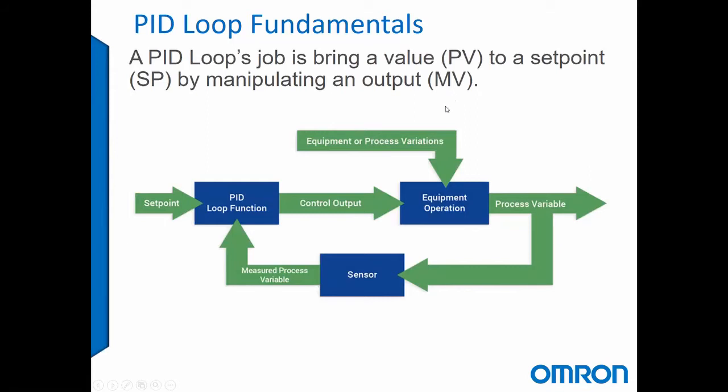A PID loop's job is to bring a value, which in Sysmac we call the PV, the process variable, to a set point, which we call SP, by manipulating an output, which we call MV. What this does is allow for variations in the equipment or process, and we compensate for those variations to keep our input in line with our set point.